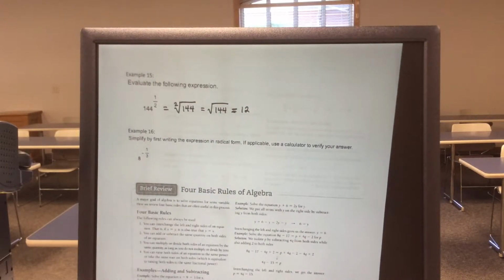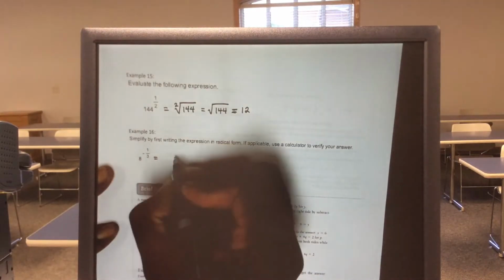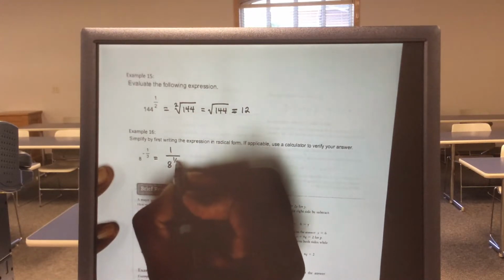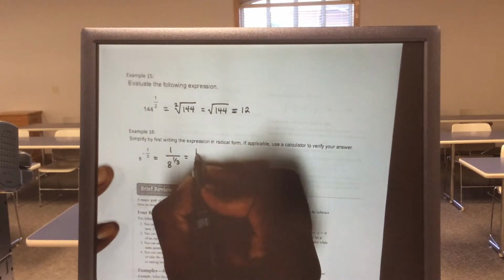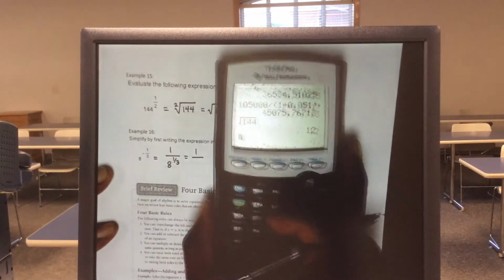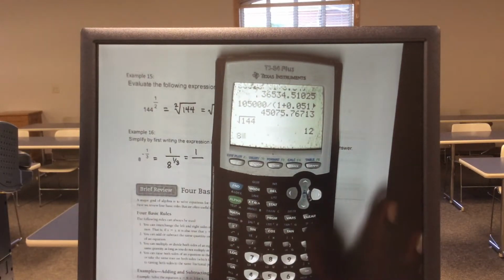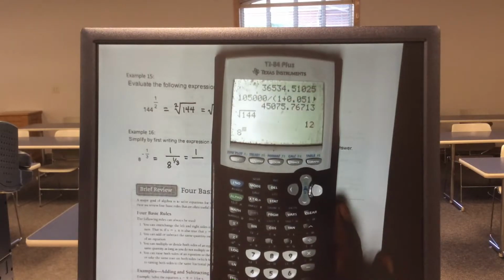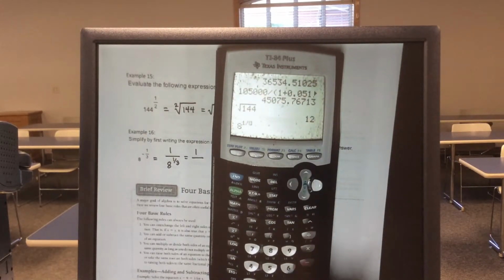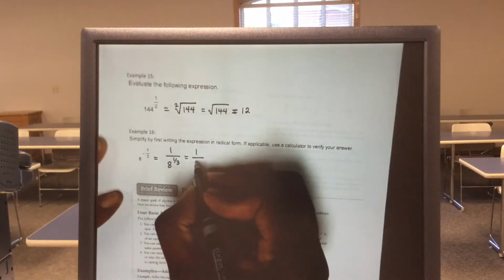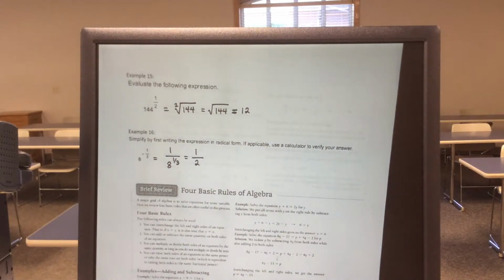And then for this one, 8 to the negative 1/3 power, this will be 1 over 8 to the positive 1/3. Now that 8 to the 1/3, I'm going to show you this. You can type this in the calculator. If you press the number 8 and then press this half key up here, 1/3, you can do 1 divided by 3, and then hit enter. That will give you 8 to the 1/3, which is 2. So 8 to the negative 1/3 would be 1/2.